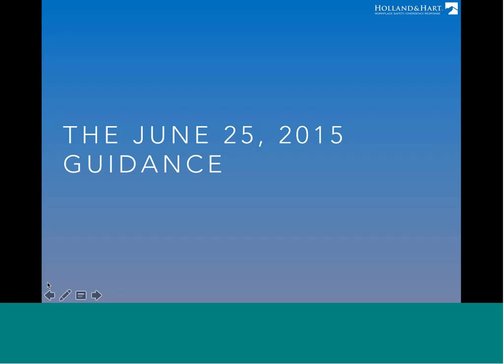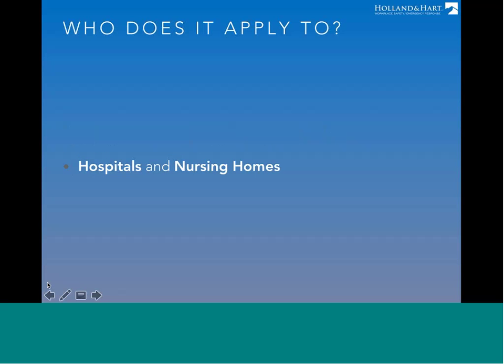So as Cole hinted at earlier, on June 25th this year, OSHA issued a guidance memo that identified particular areas of emphasis where the agency is going to be looking at for its enforcement in the inpatient hospital setting. So who does this guidance apply to? It's extremely broad. We're talking about hospitals and nursing homes.